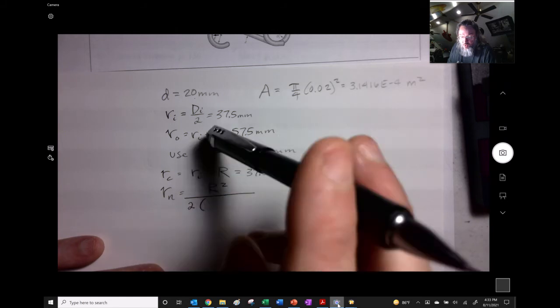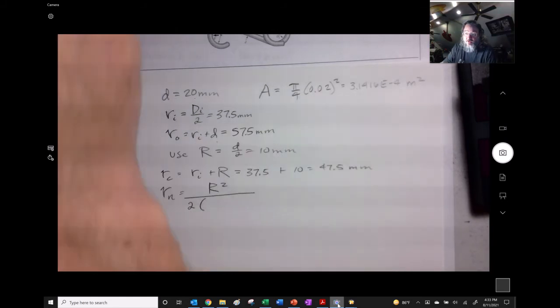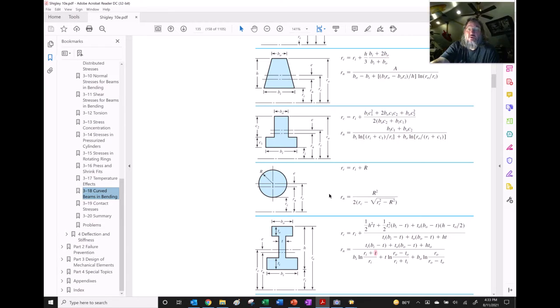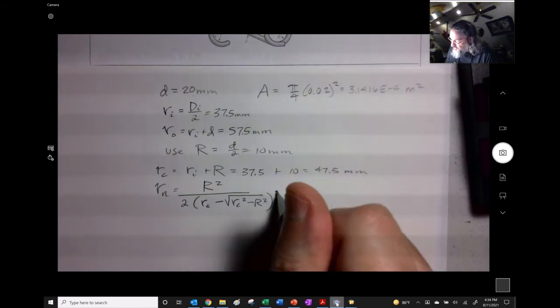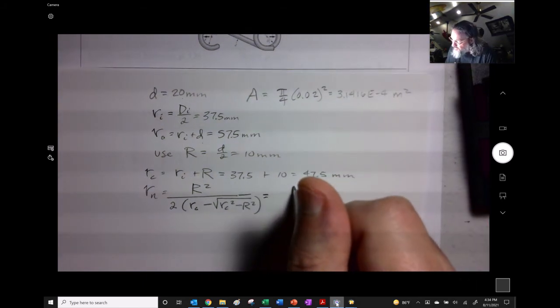If we have Rn, this is capital R squared divided by 2 times the quantity RC minus the square root of RC squared minus capital R squared, close parentheses. So on my page, I have it written wrong. Yeah, okay. No problem. Just making sure.